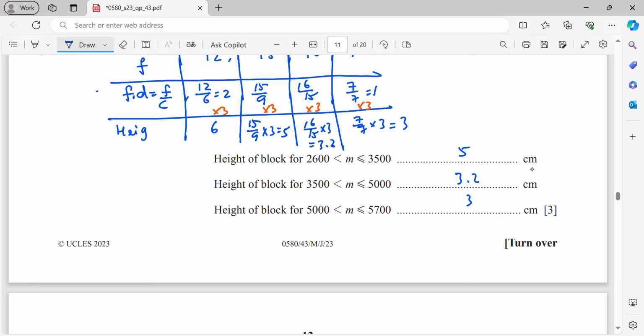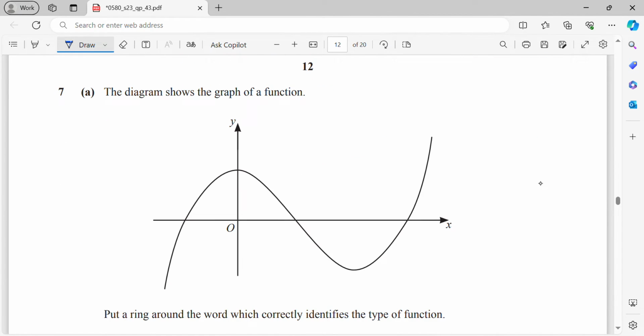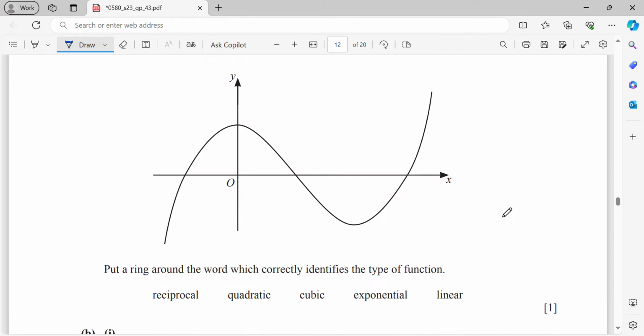Okay, so now let's move on to the next question. Question 7a. The diagram shows the graph of a function. Put a ring around the word which correctly defines the type of function. So for the first one, obviously this is cubic because it has 3 intersection points.